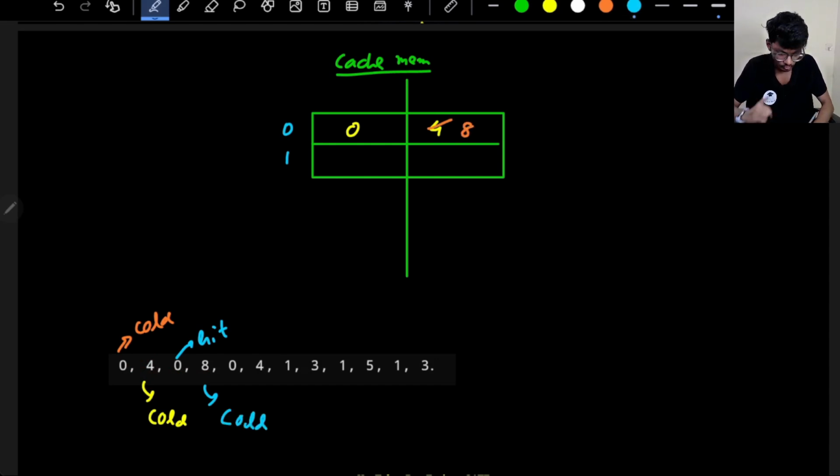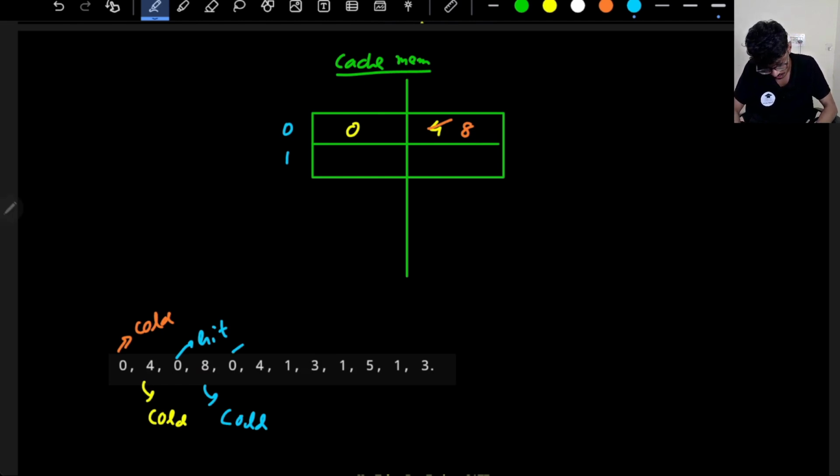Why will this be a cold miss? Of course it is a miss because replacement is happening. But why a cold miss? It is a cold miss because I have never called block number 8 before. Just now I have called 8, right? That's why it is a cold miss.